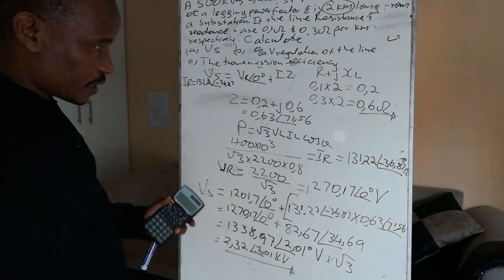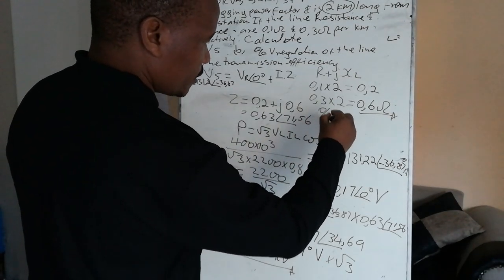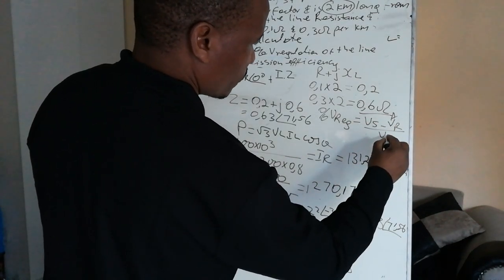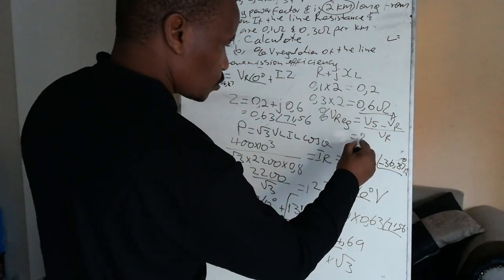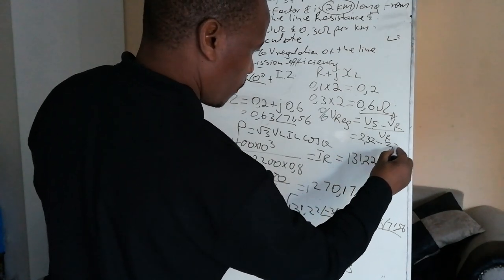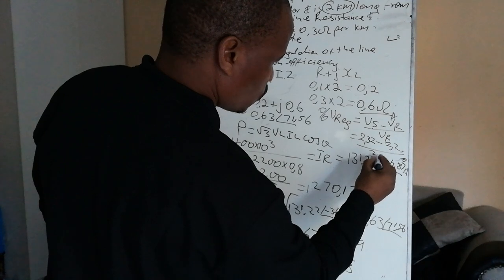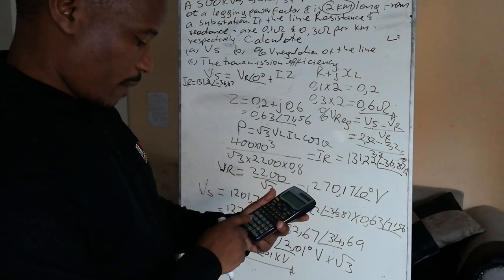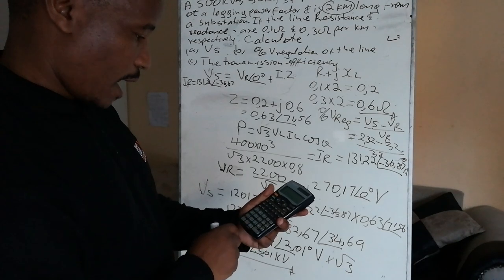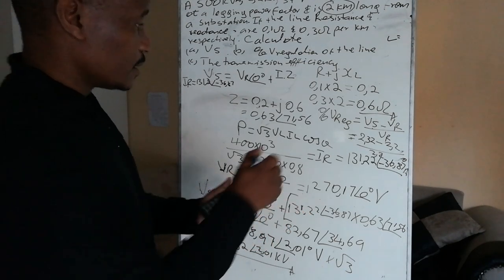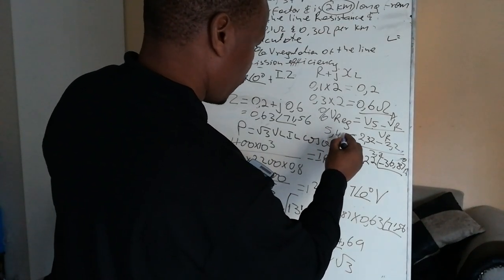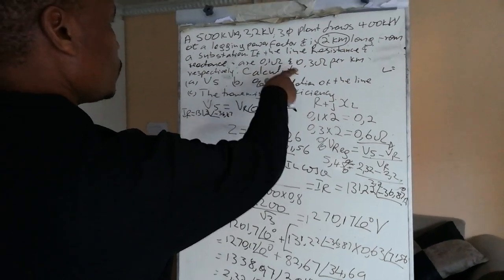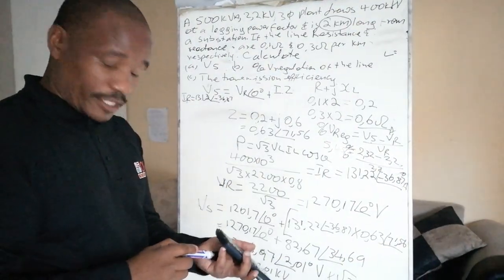Yes. Now they say the voltage regulation. The percentage voltage regulation is equal to what? Vs minus Vr over Vr. And this is calculated as 2.32 minus 2.2 over 2.2, multiplied by 100%. The answer is 5.45%. That's the percentage voltage regulation.